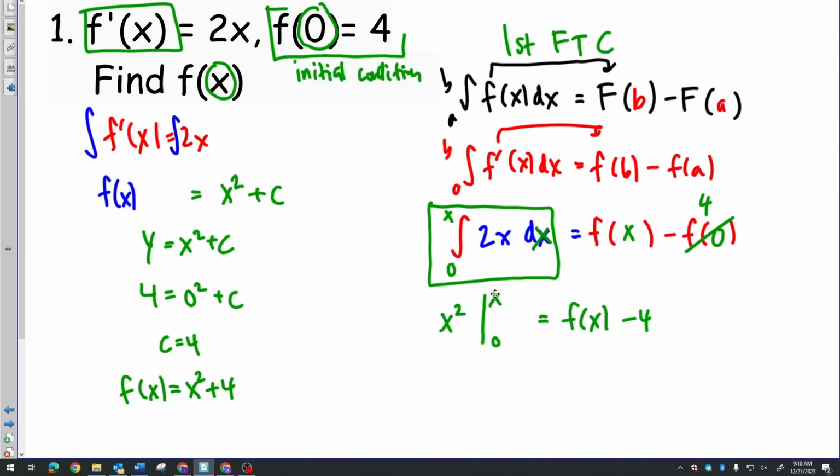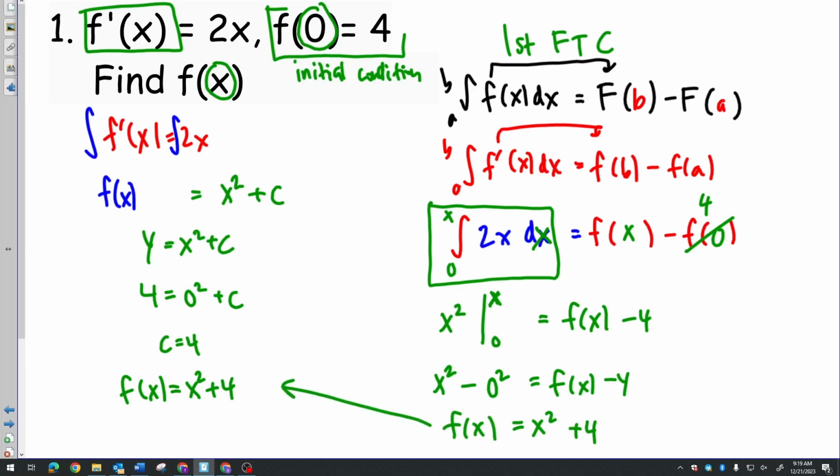This is kind of weird, but what I'm going to do is plug in an x everywhere there is an x. So this becomes x squared minus, plug in a 0 everywhere there's an x. Really, we should change these variables up here to t so that it would make sense, but it works here too. So then solve for f of x. And you notice you get the same thing as the first method I used.